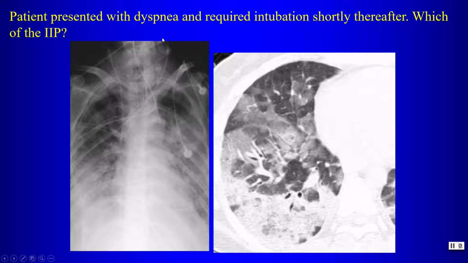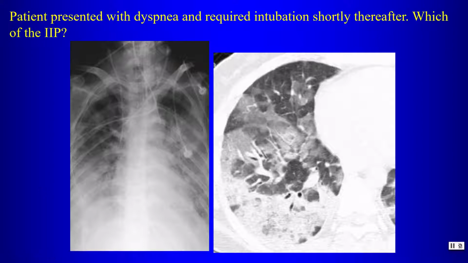Here's a patient who presented with shortness of breath and required intubation shortly thereafter. And so which of the idiopathic interstitial pneumonias can give you this appearance of opacities, especially worse here in the dependent portions of the lung? So this is a pattern that we associate with ARDS.